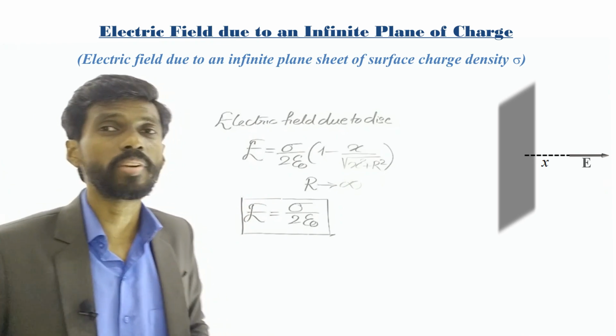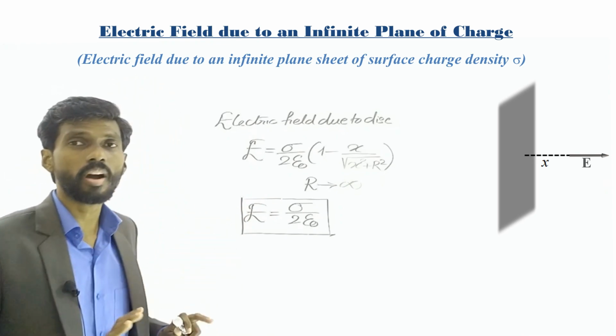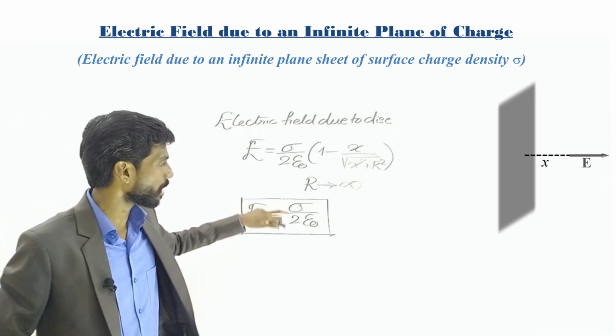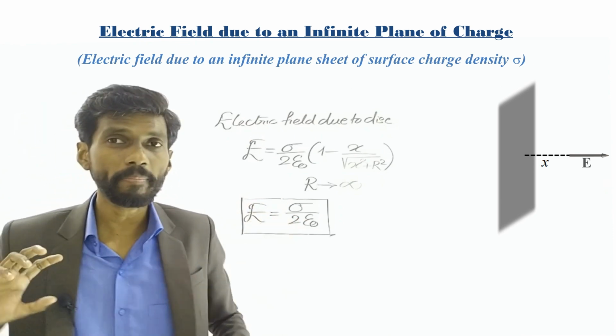So that is the electric field due to an infinitely large sheet of charges. Do you understand? Infinite plane. So that is electric field sigma divided by 2 epsilon 0. Is that okay? Yes.